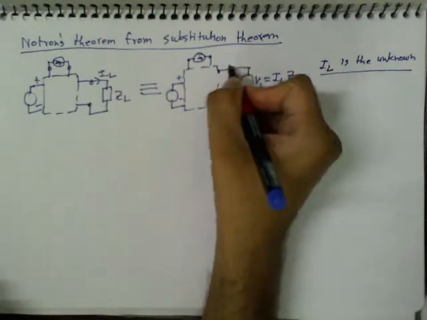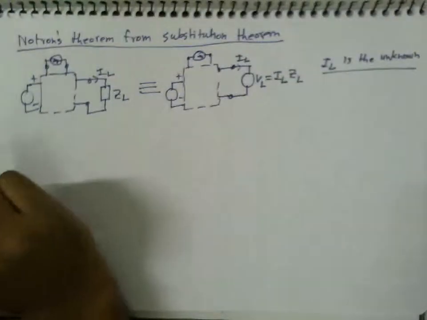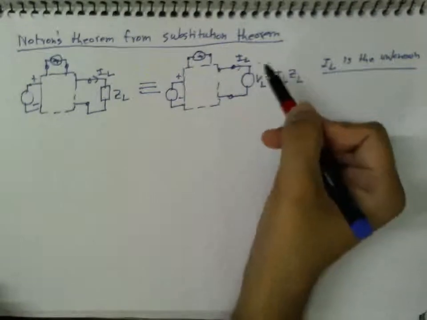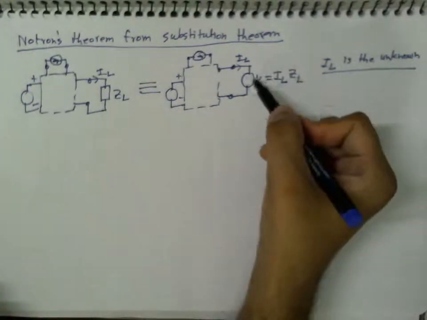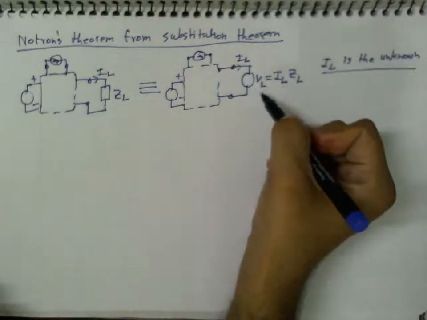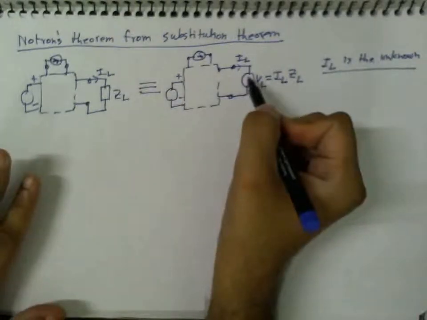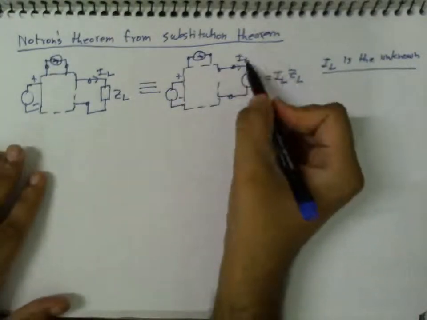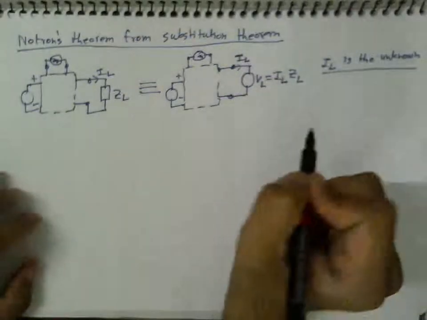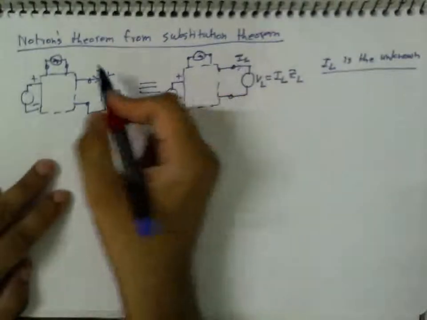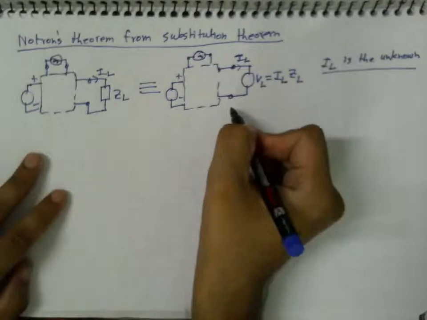Let's consider this current. This current is IL. That's what it should be according to the substitution theorem. If I substitute this ZL with VL, which is equal to ILZL, then the substitution theorem says that the circuit remains unaltered. So this current should remain IL. Now let's ask this question. What is the value of IL here?